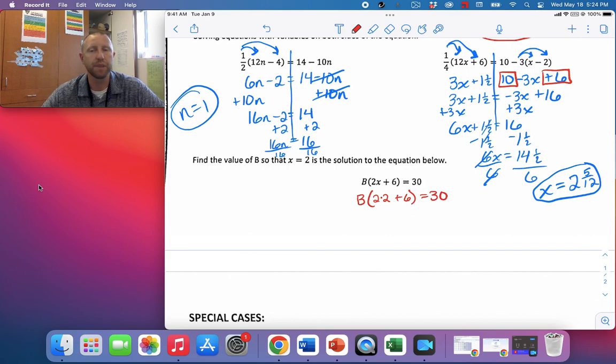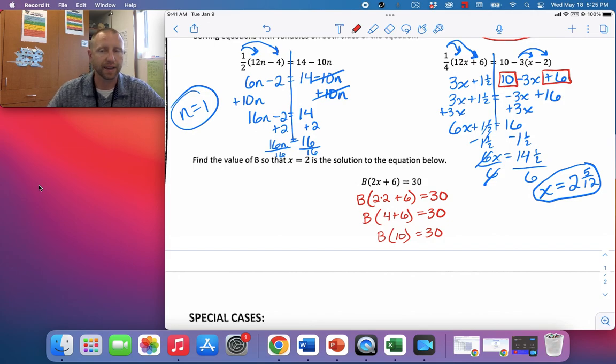Okay, b is being multiplied by all this, but I'm going to follow order of operations and do what's inside the parentheses first. 2 times 2 is 4, so I have b times, and then in parentheses 4 plus 6 equals 30, and then 4 plus 6 is 10. So really this is b times 10 equals 30. To get b by itself, my last step, since it's being multiplied by 10, just divide both sides by 10. If I divide both sides by 10, I get that b would have to equal 3.